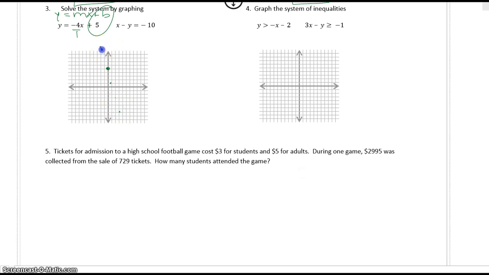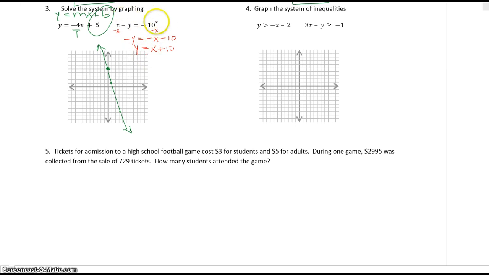Connect the dots. Then, for the second equation, we are going to have to put this into slope-intercept form, so we're going to subtract x from both sides. We get -y equals -x minus 10, and then we're going to divide by a -1, and we get y equals x plus 10.